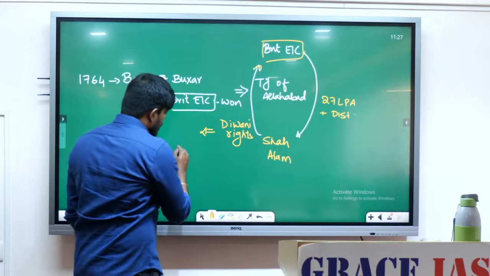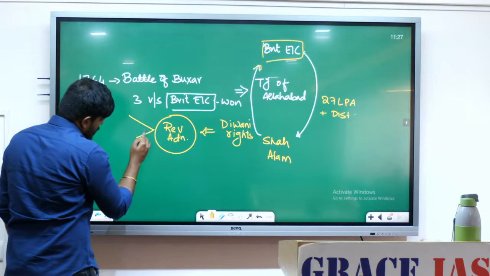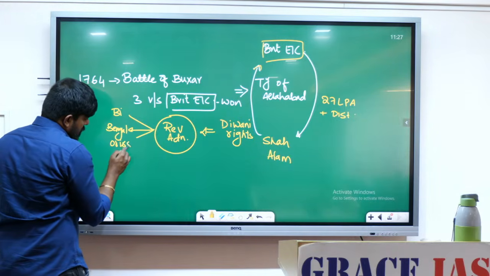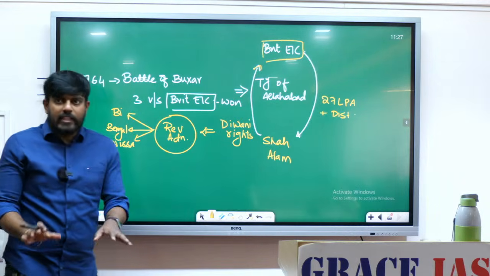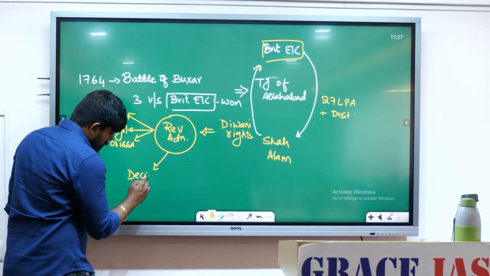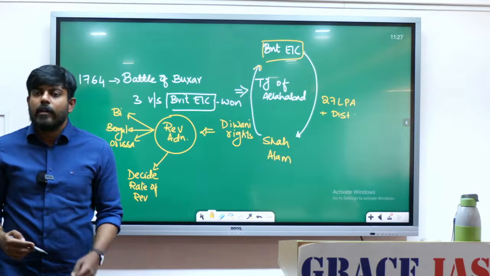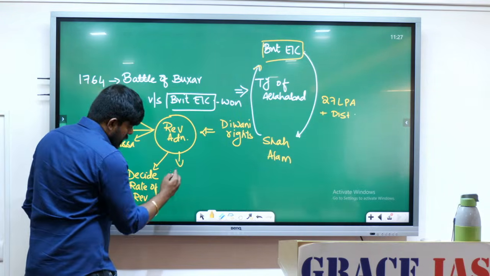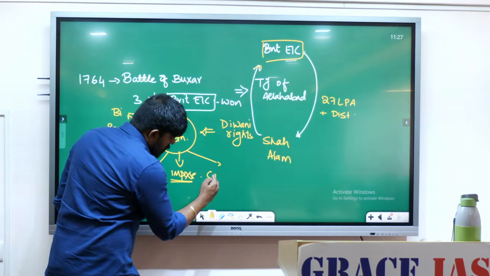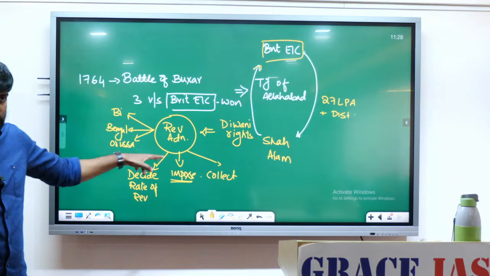So Diwani rights is nothing but revenue administration. Revenue administration of which areas? Three important areas: Bihar, Bengal and Orissa. So what is revenue administration? It has three important things. You will decide the rate of revenue, whether to collect 10%, 20%, 30%. Secondly, you will impose it on the people, and you also have the right to collect. Decide, impose, collect. Collect directly or indirectly, it's up to you. So all these three things constitute revenue administration.